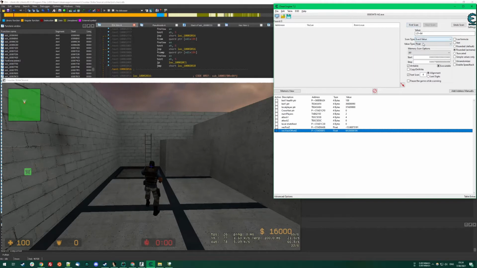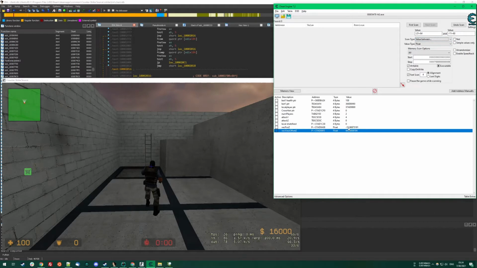And so you want to change this one to float, and then you want to do value between, and in here you're going to want to type the position, which is minus 15 plus 64, and then you're going to want to do more or less 5 than that. So the lowest value is going to be on the left side, and the highest value is going to be on the right side. If you invert them, you're not going to find anything at all.